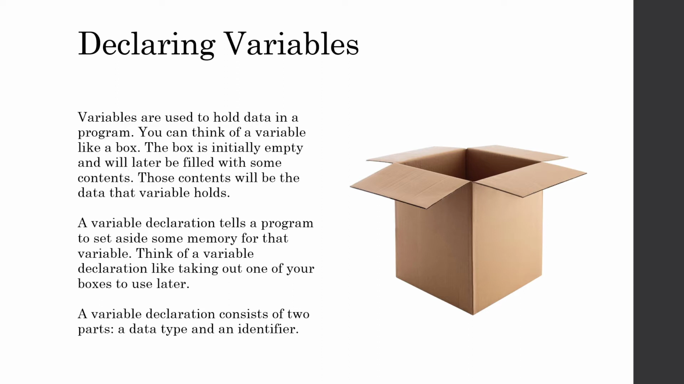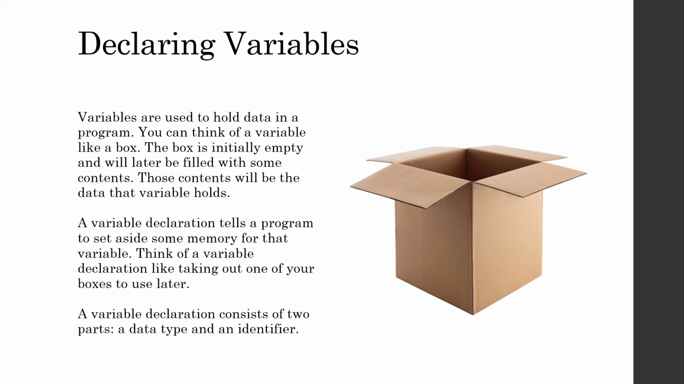So a variable is essentially a space in memory that we're going to use to hold some data in our program. So you can think of a variable kind of like a box. The box is initially going to be empty, and eventually, at some point later in our program, we're going to fill it with some contents. And those contents that we fill it with, that's going to be the data that that variable holds.